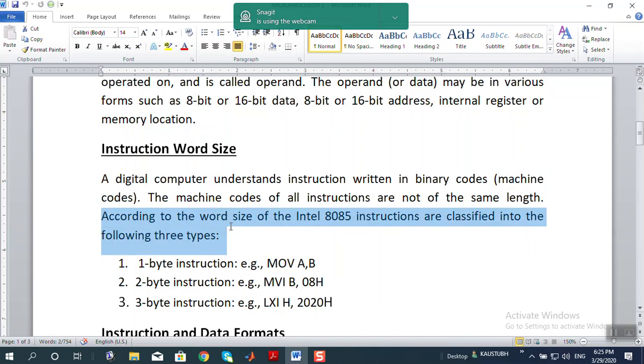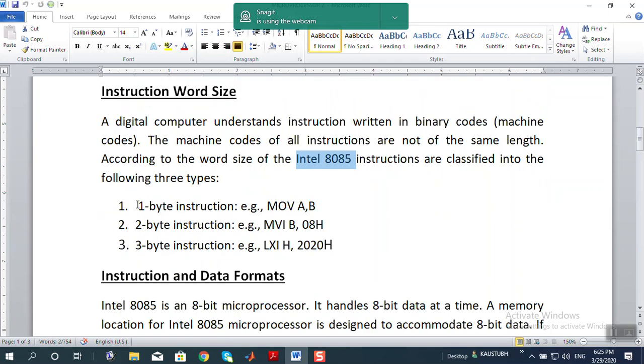Based on the word size, the Intel 8085 microprocessor instructions are classified in three categories. There are instructions in the 8085 which are only 1 byte, that is 8-bit word length, or can be 2 bytes, that is 16-bit word length, or can be 3 bytes, not more than 3 bytes. Word here means the binary word, the string of bits representing a particular instruction, which can be either 1 byte, 2 byte or 3 byte, not more than 3 byte.